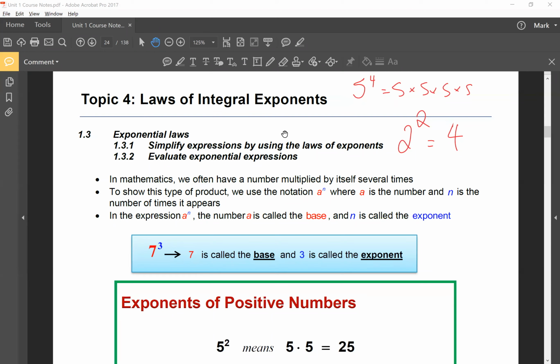Anyways, in mathematics, we often have a number multiplied by itself several times. So like this. To show this, we use exponential notation. Now, don't worry too much about this a and n. It sounds complicated, but the idea is we have a number that we call the base, and we raise it to the power of a number called the exponent. So let's have a look.